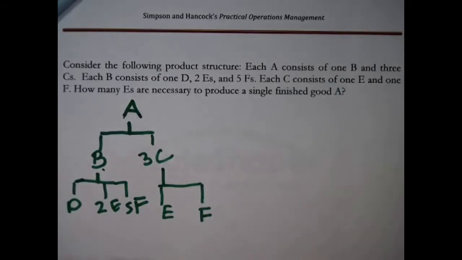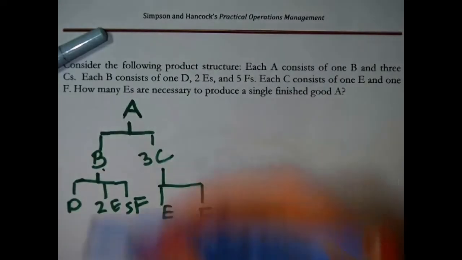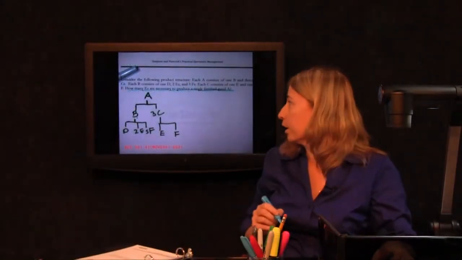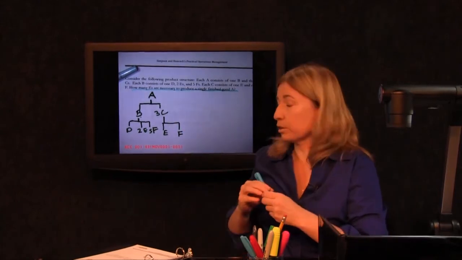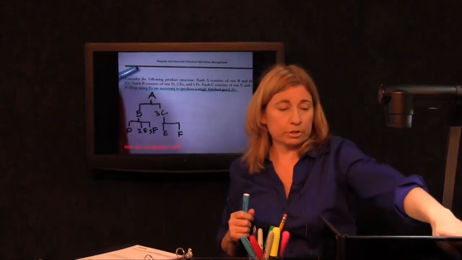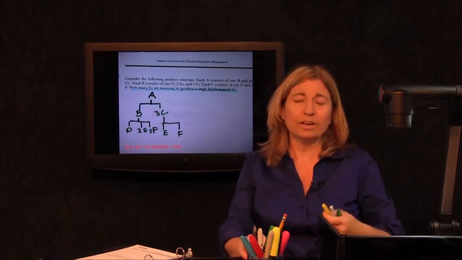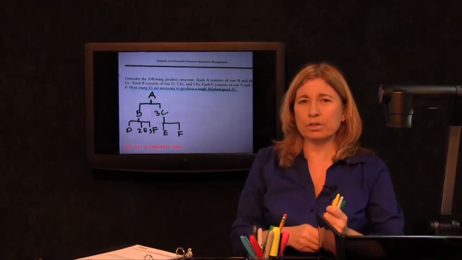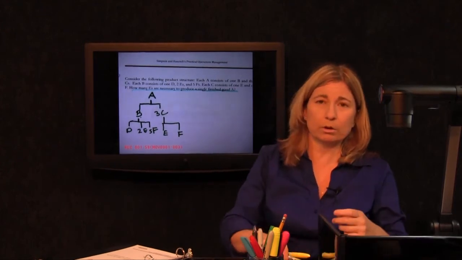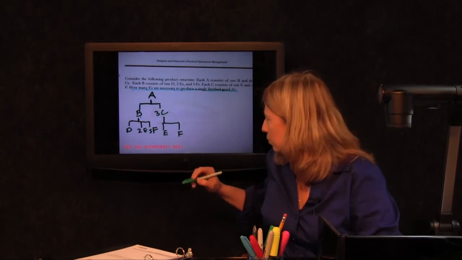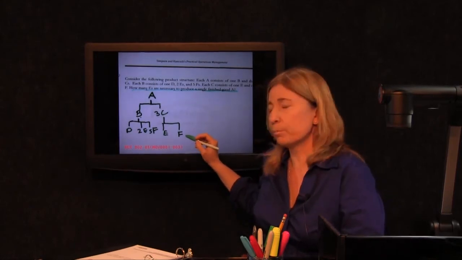How many E's are necessary to produce a single finished good A? All right, now, therein lies the question. The product structure diagram itself is a lot easier to work with than the verbal description. Now, the key is anytime that you are asked how many of these do you ultimately need to make one of these, what you want to do is count up the branches.